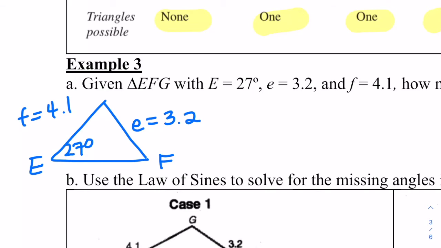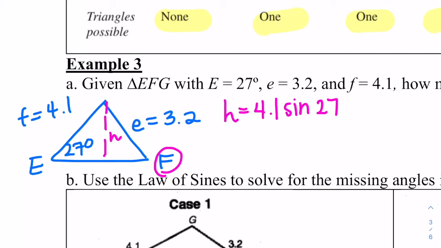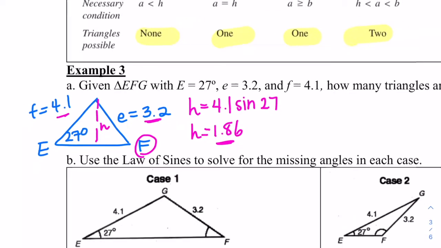Well, we're going to consider the height and compare it to the values for the sides of E and F. So the height is always going to equal, because we're considering what F is right here, the adjacent side times the sine of that other angle, 27. So we know that the H is approximately 1.86. And we notice that 1.86 is less than the opposite side, which is less than the adjacent.